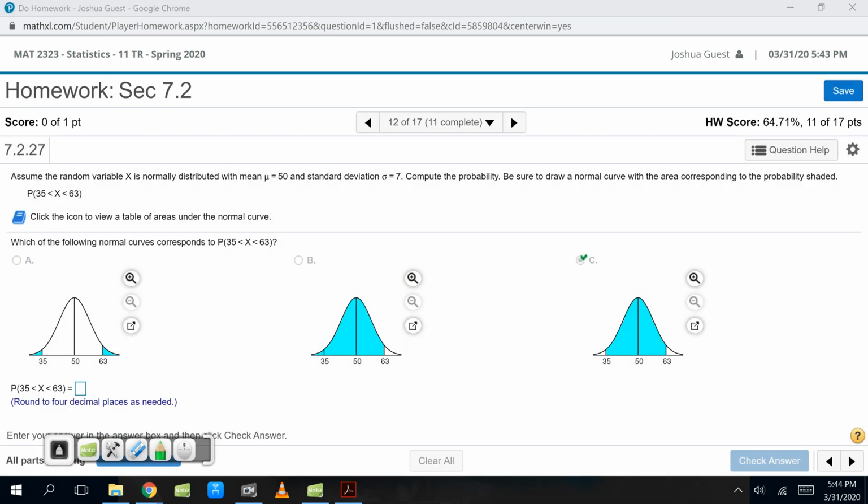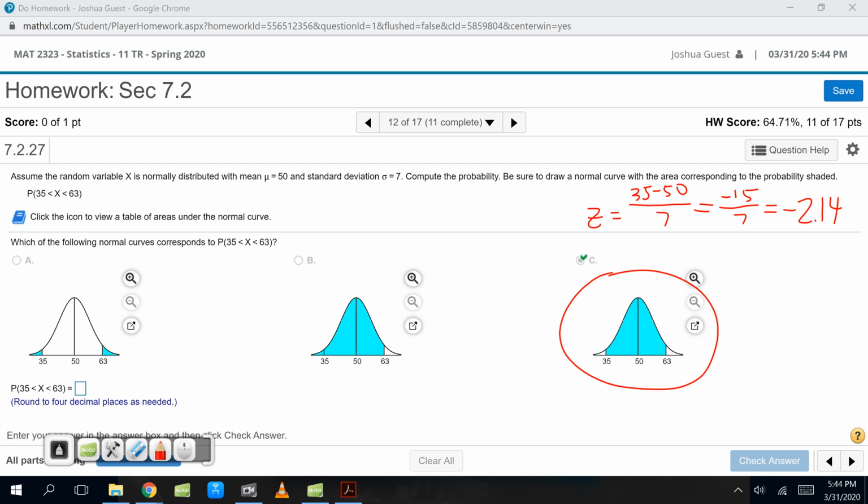So we've got to now find z-scores. We've got to find a z-score for this one and a z-score for this one, although that's not where I'm looking. I'm looking at this one over here, right? So for 35, the z-score is going to be 35 minus 50 over 7, which is negative 15 over 7, which is negative 2.14.